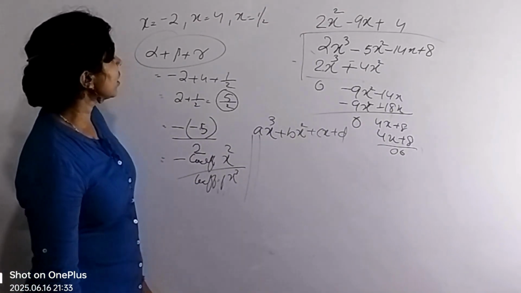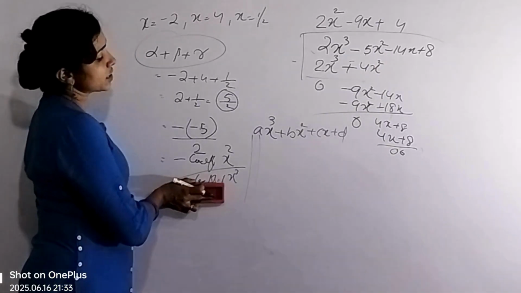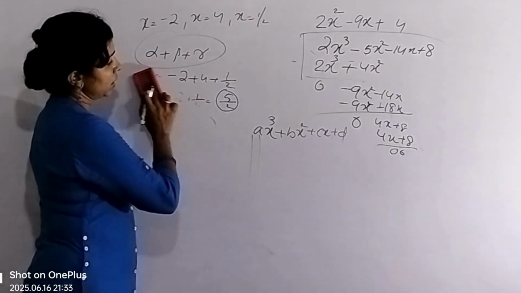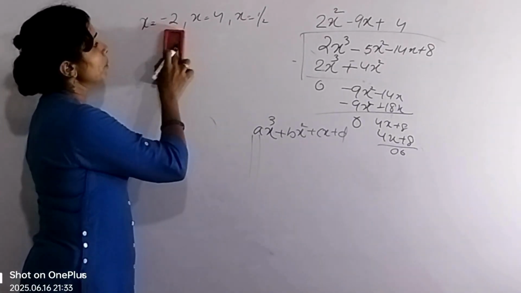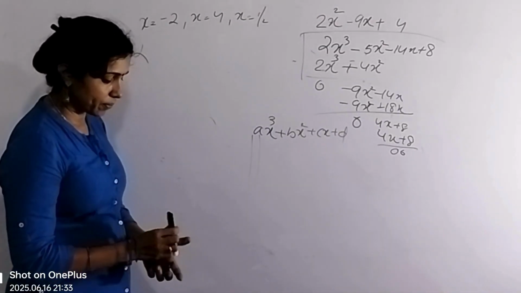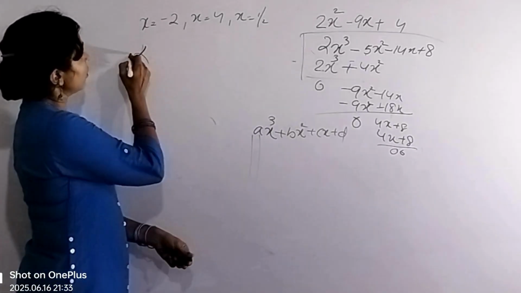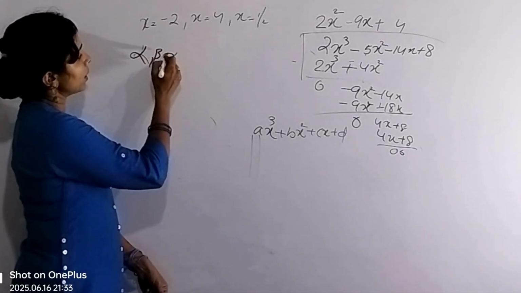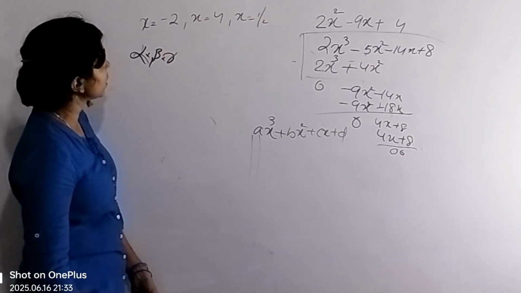Then what is the product of the roots? You just tell me from the equation. So what are the products? Alpha, beta, gamma. Just take it out. Now you can easily take it out. So alpha, beta, gamma into... What will it be?